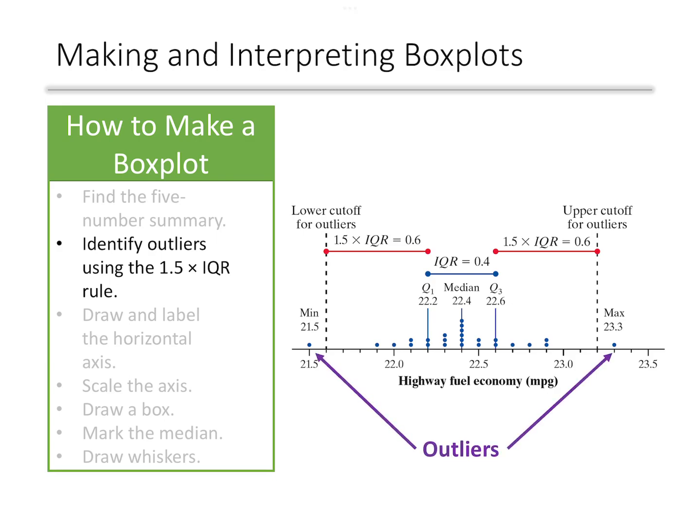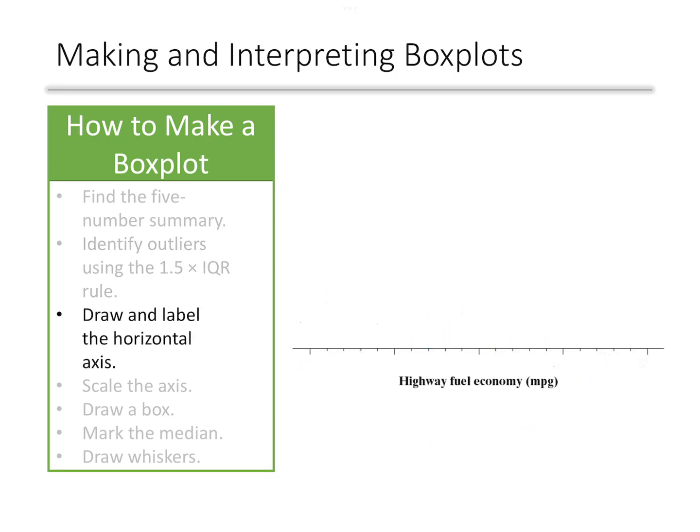We're going to draw and label the horizontal axis. When you draw and label, your horizontal axis needs to be even as you go through. Don't go from like 1, 2, 3, and then jump to 30. Make sure that you are doing that correctly. So we're going to draw and label.